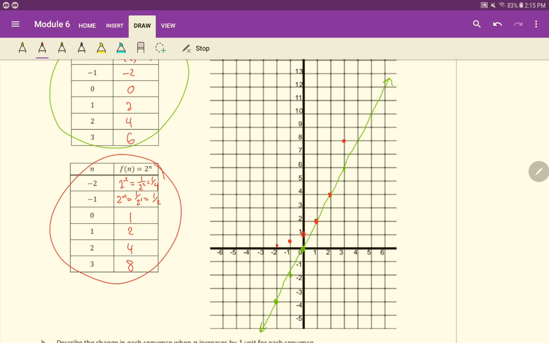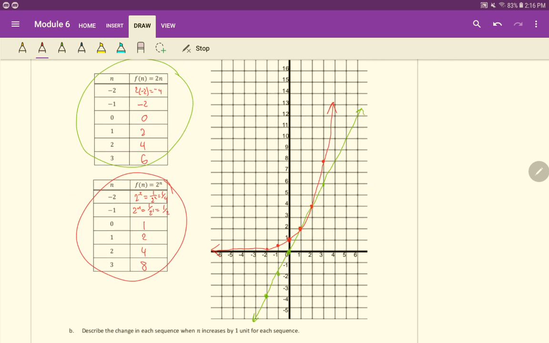Okay, and so then we're going to plot these points and connect the dots, I should say. So it's going to look something like this. We have to do a little bit of interpretation here. Something like that, and it's going to go like that too. Okay, so there they are. You can see some slightly different behaviors there.